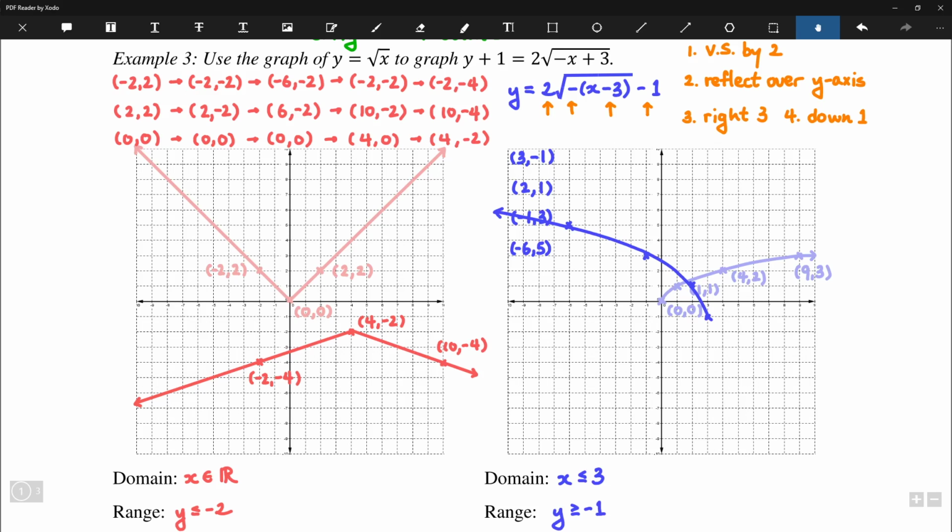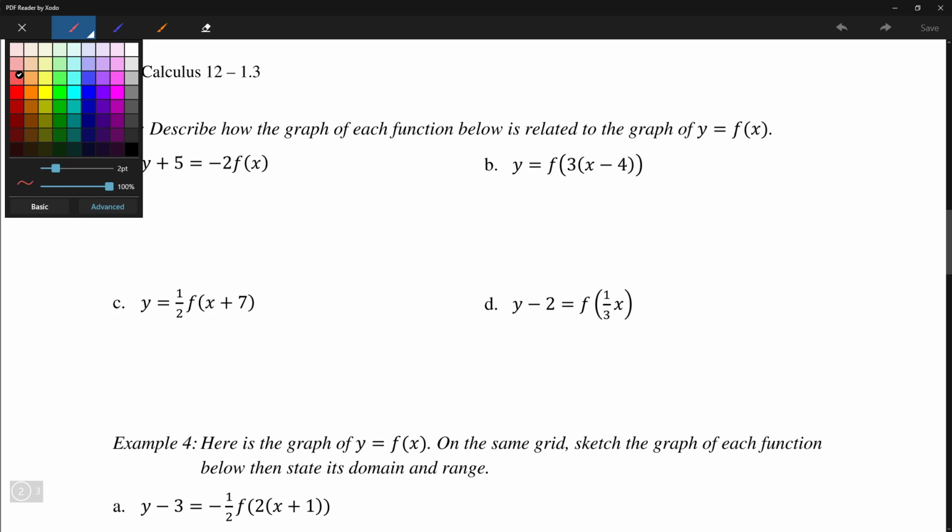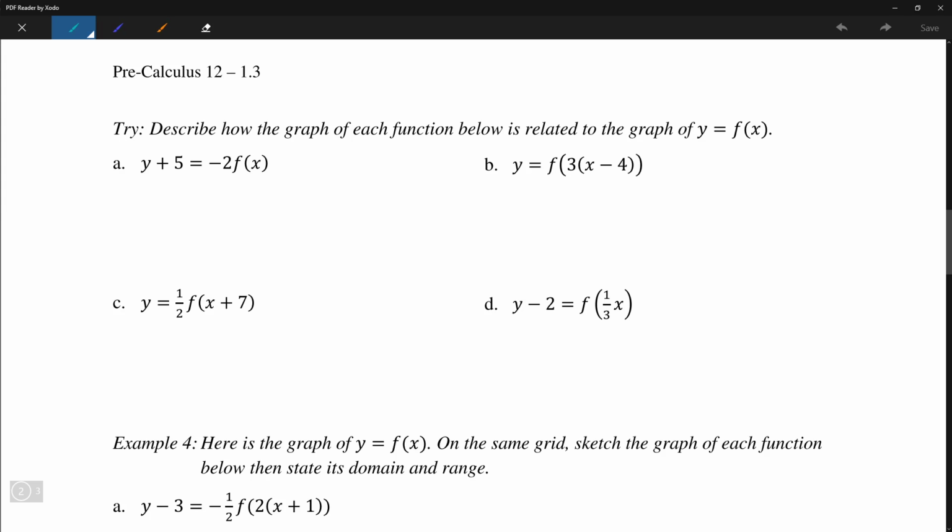Okay, next up we have some kind of generic function, just f of x, and we're looking at what the transformations are. All right, so let's start with the first one. Here we have a negative sign, a 2, and a +5 on the left-hand side.